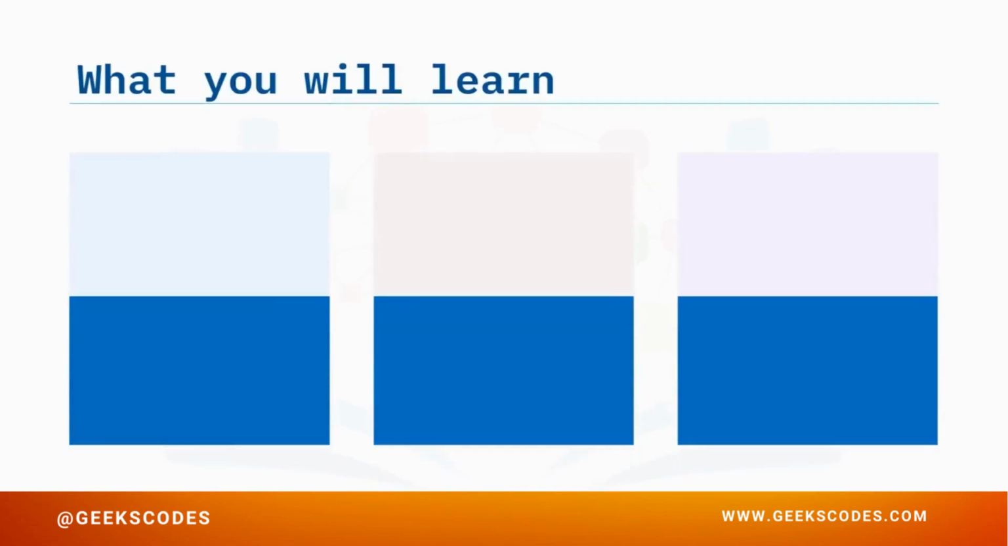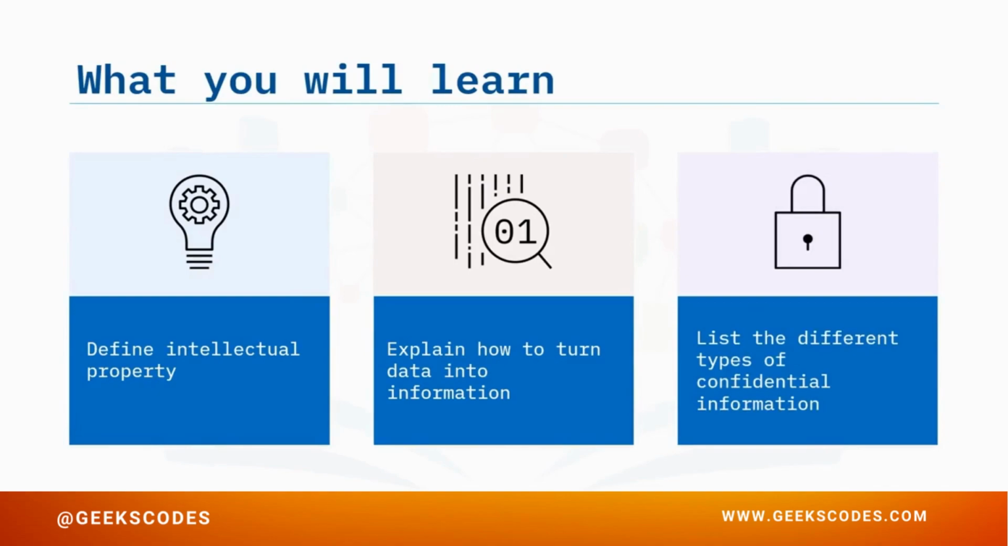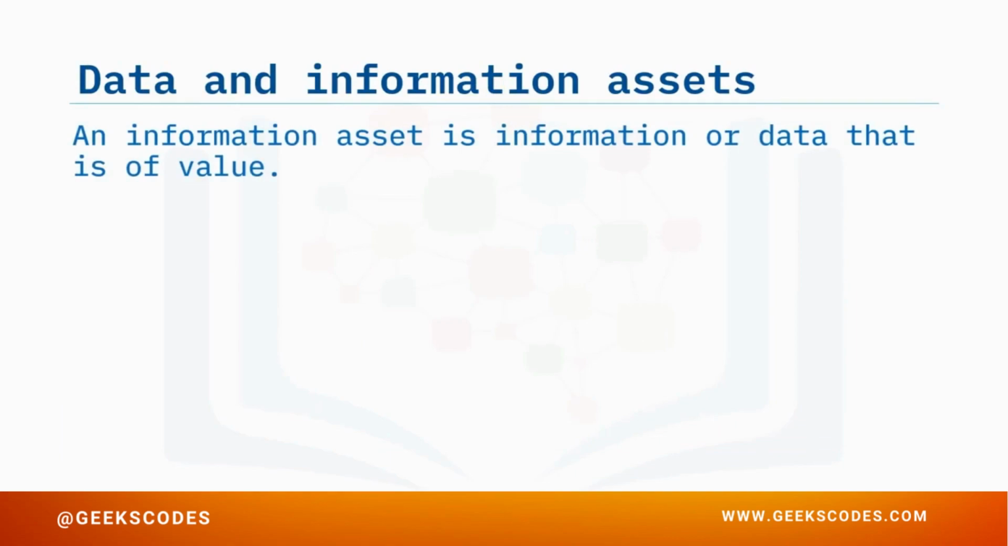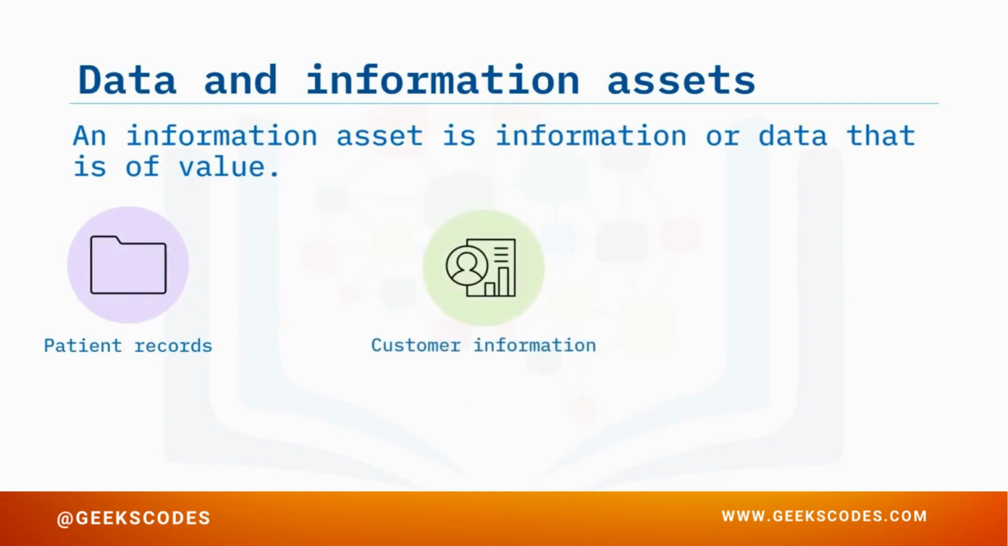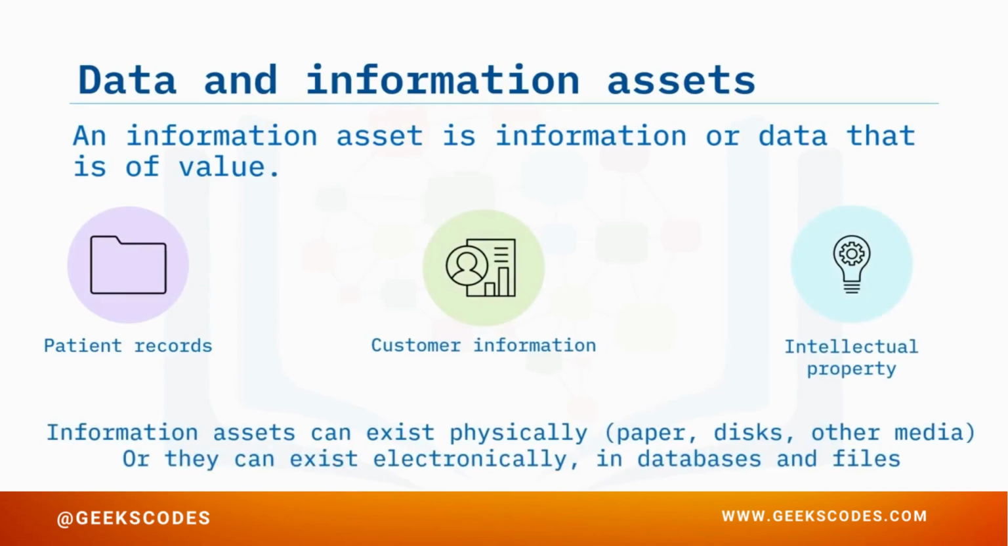After watching this video, you will be able to define intellectual property, explain how to turn data into information, and list the different types of confidential information. An information asset is information or data that is of value. Examples include patient records, customer information, and intellectual property. Information assets can exist physically on paper, disks, or other media, or they can exist electronically in databases and files.